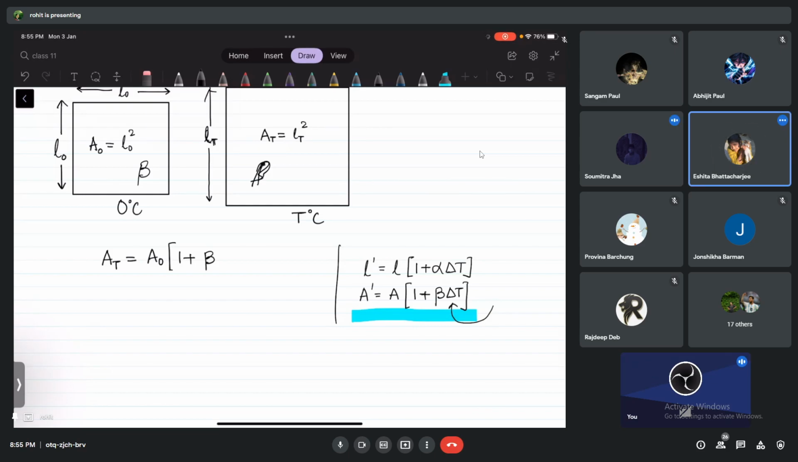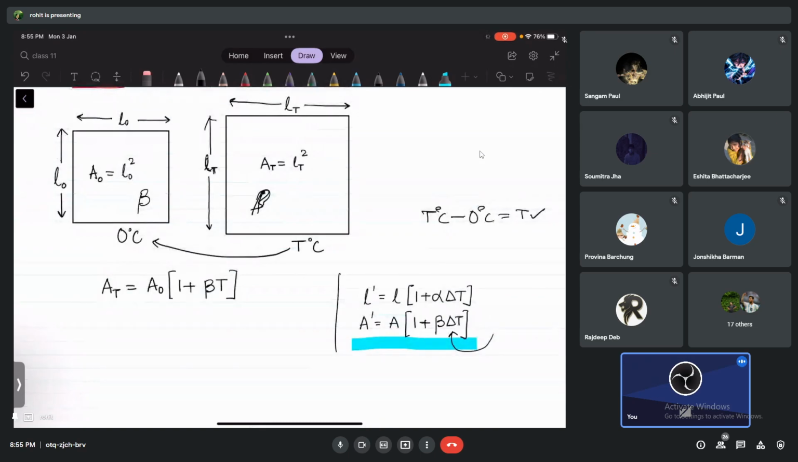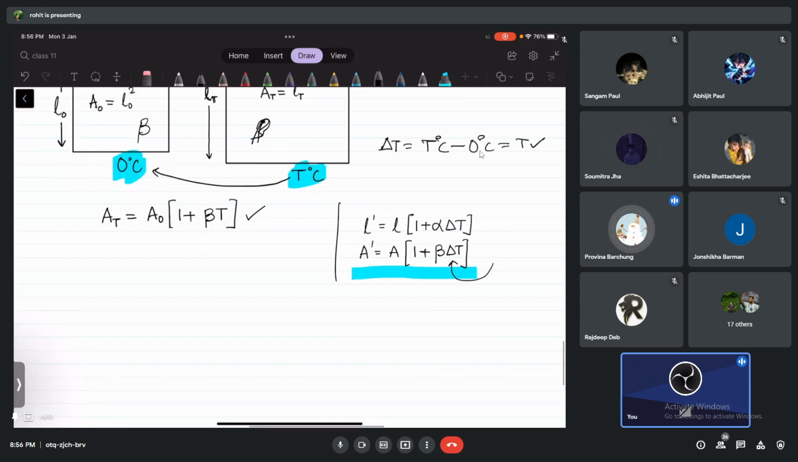What does delta T represent, guys? Change in temperature. So change in temperature from 0 to T is how much? T degrees Celsius minus 0 degrees Celsius. It's nothing but T only, right? So I'm just going to write directly T. Change in temperature is final temperature minus initial temperature, so T minus 0, and 0 is nothing. So T only, right? So in place of delta T, I've just written T. Is it okay, guys? Just check. Yes.